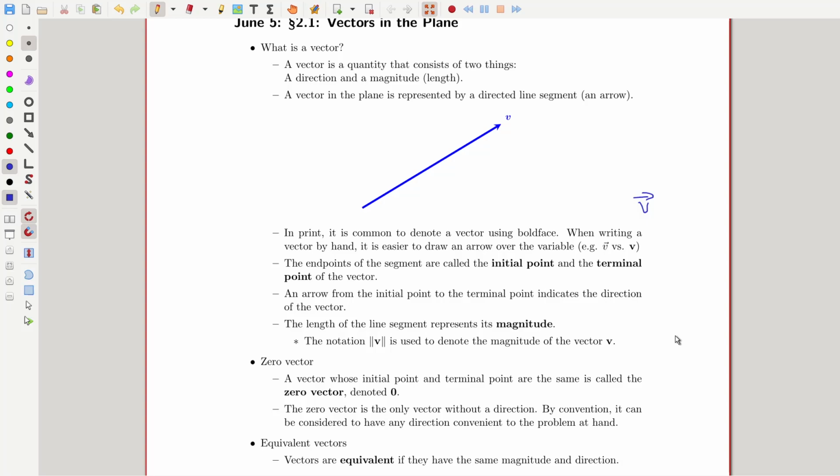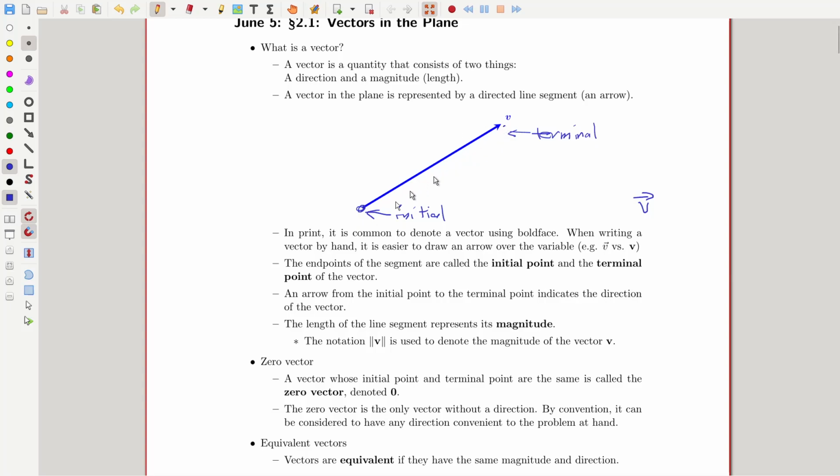The book uses this terminology. The book calls the two ends of the vector particular names. It calls this point the initial point, and it calls this other point the terminal point of the vector. So that we can reference things at times, we sometimes use this terminology. A vector is an arrow that is constructed by starting at the initial point and going to the terminal point.